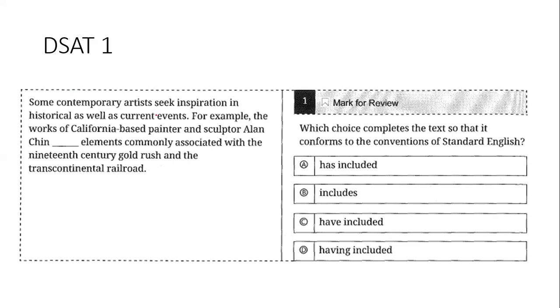Some contemporary artists seek inspiration in historical as well as in current events. For example, the works of California-based painter and sculptor Alan Chain Lane, elements commonly associated with the 19th century gold rush and the transcontinental railroad. The question is which choice completes the text so that it conforms to the conventions of standard English.